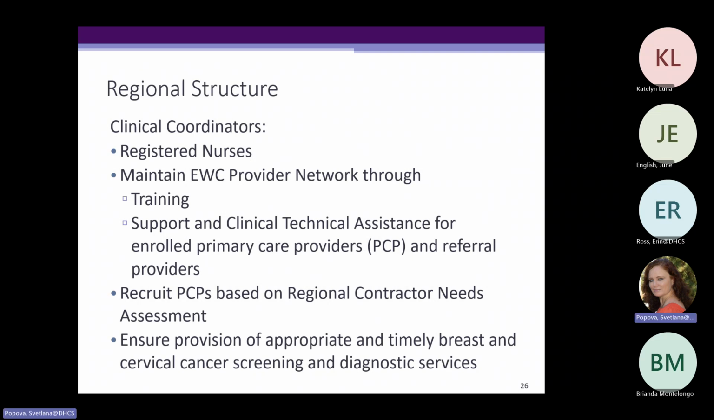They also ensure provision of appropriate and timely breast and cervical cancer screening services. And we're going to talk about it. You probably all heard about CPPIs. We showed you the table yesterday, and we're going to talk about what the CPPI means and what quality criteria we have established. But that last bullet point really speaks to how we can ensure that we meet CPPIs.